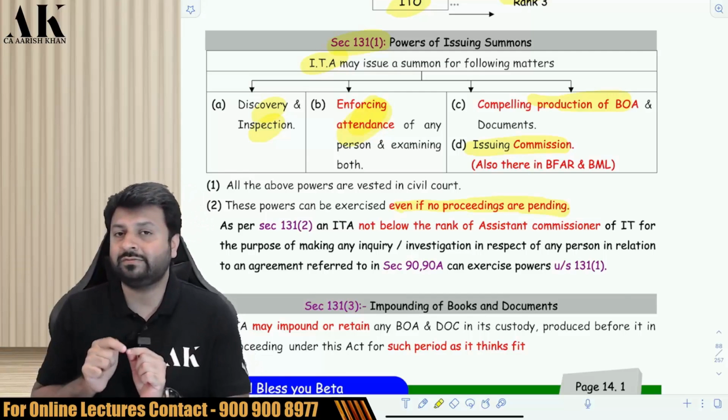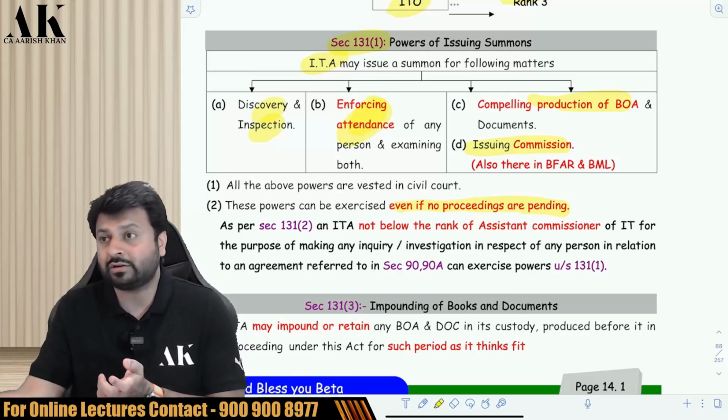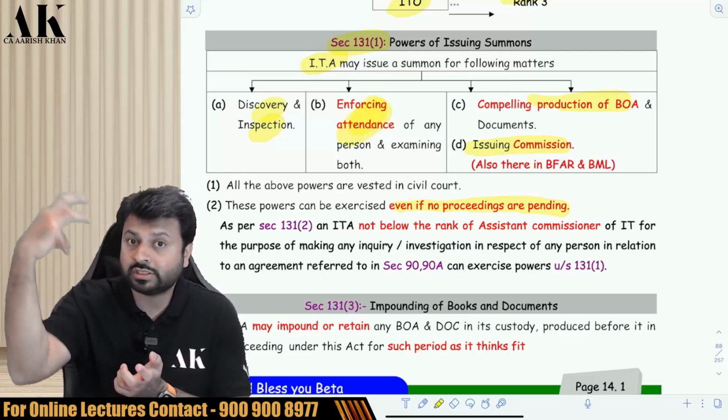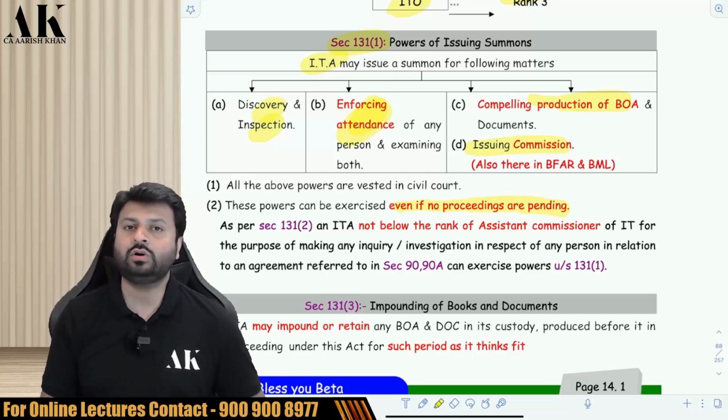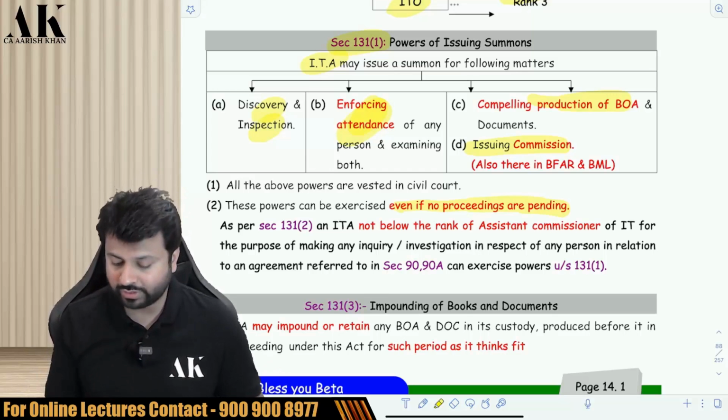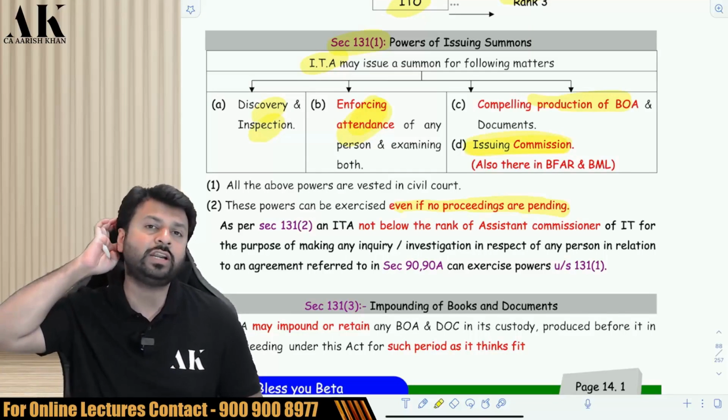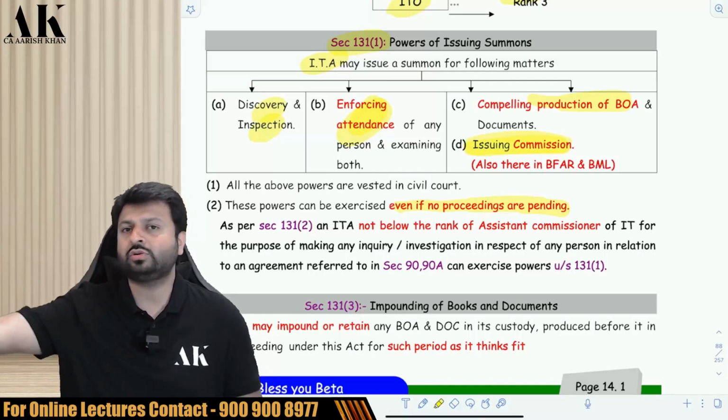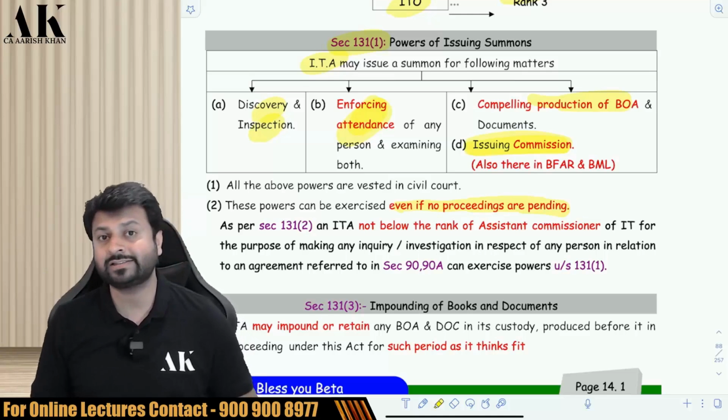This entire process where one court requests the other court to take the jurisdiction of that person in our case, in our control, that process is known as issuing commission. Okay, so this power is also given to Income Tax Authority. So Income Tax Authority can also issue commission to get the jurisdiction of another person from another state into our state.